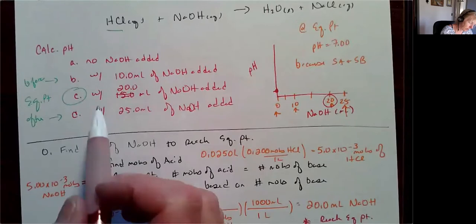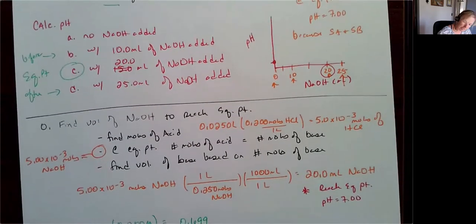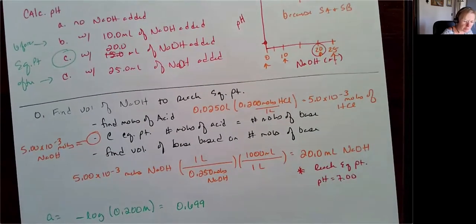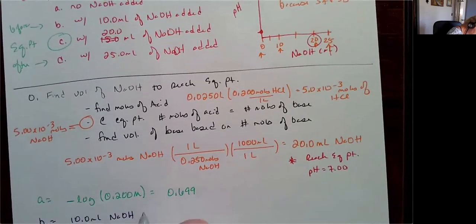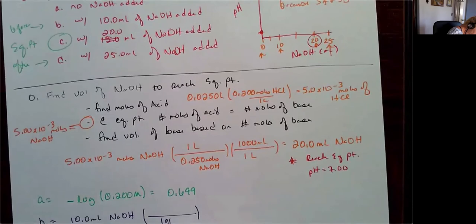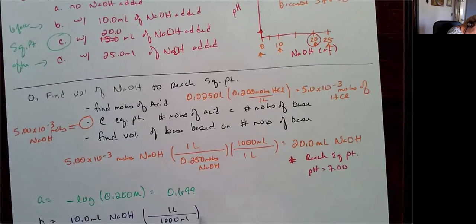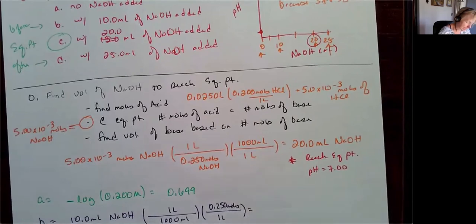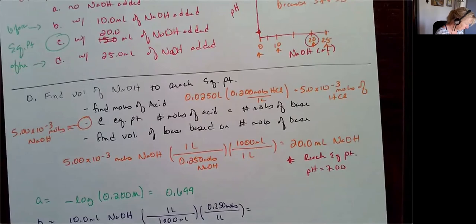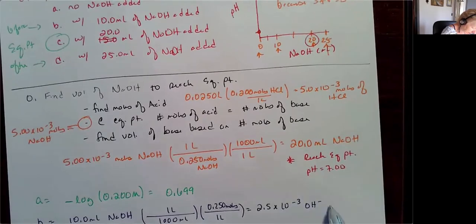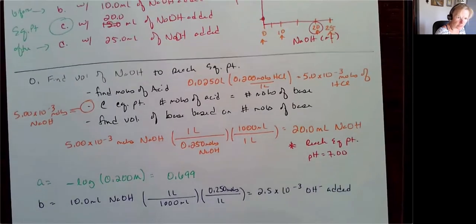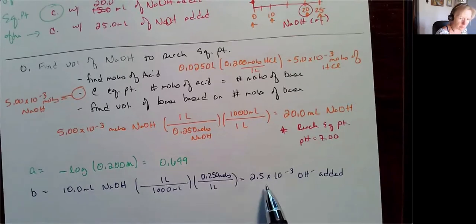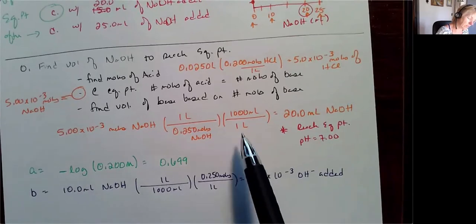Now if I want to know how many after 10 mils, to get to B, what I'm going to have to do is find how many moles of base I'm adding in. I'm going to take that and divide by 1,000 to get it into liters, and then multiply that by my concentration of my sodium hydroxide, and that's going to give me moles of sodium hydroxide, hydroxide. This is how much I've added to that solution. That means that this is how much sodium hydroxide is going to react with my acid.